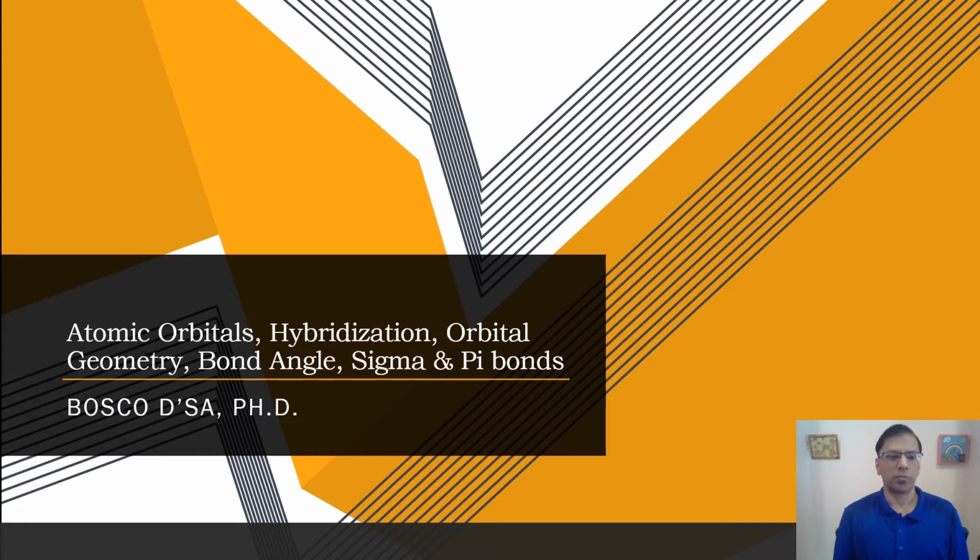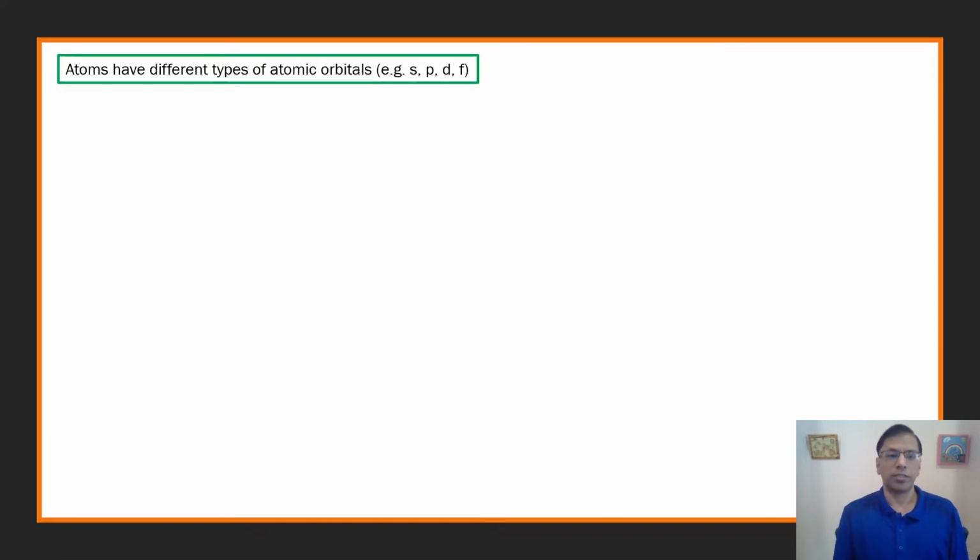Today I'll be talking about atomic orbitals, the hybridization of the atomic orbitals, and the resulting geometry and bond angle of the hybridized orbital. We'll also cover sigma and pi bonds. So there are different types of atomic orbitals in atoms: the s, p, d, and f.